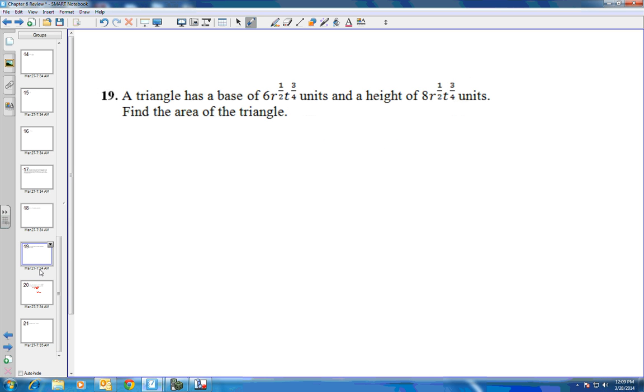Number 19. A triangle has a base of 6r to the 1/2 times t to the 3/4 and a height of 8r to the 1/2 times t to the 3/4. Find the area of the triangle. So we have to know how to find the area of a triangle. What is area of a triangle? Okay, 1/2 base times height. And they told us what our base and our height are. So I'm going to say 1/2. My base is 6r to the 1/2 t to the 3/4. My height is 8r to the 1/2 t to the 3/4.